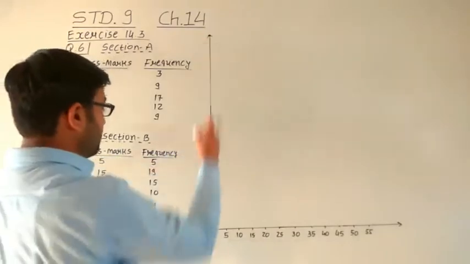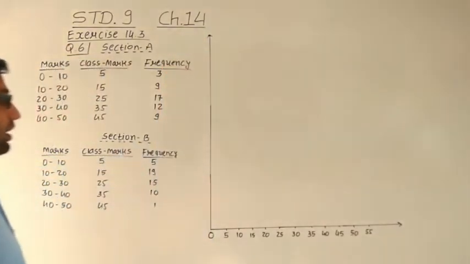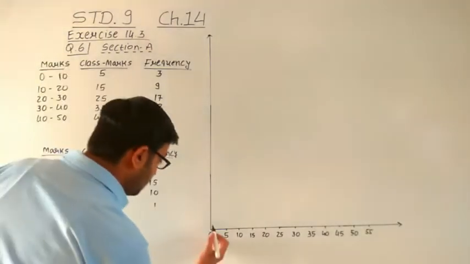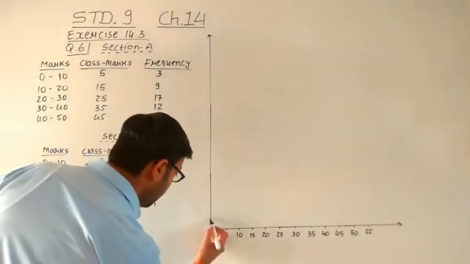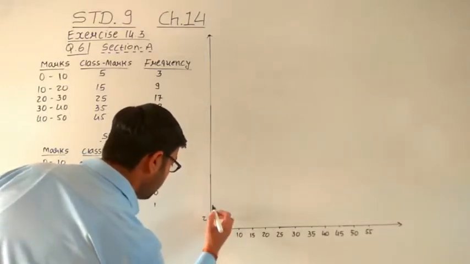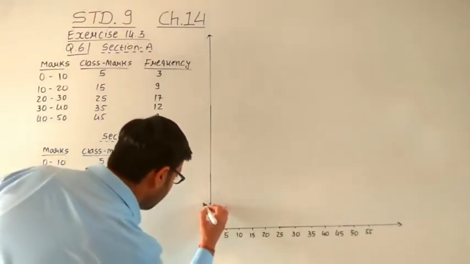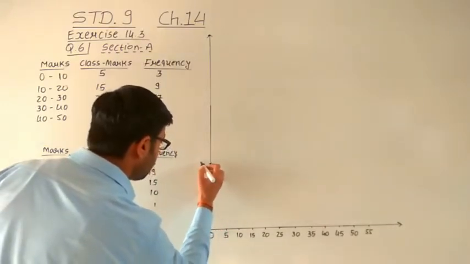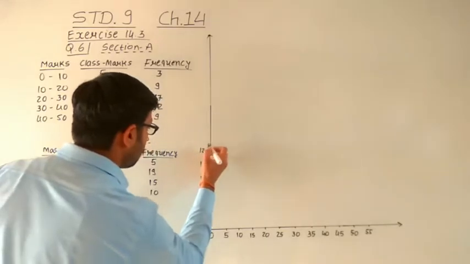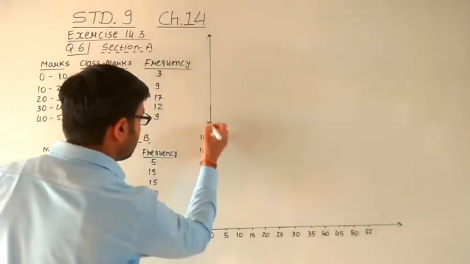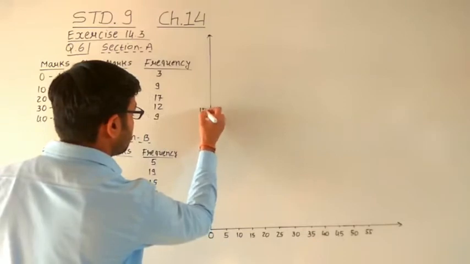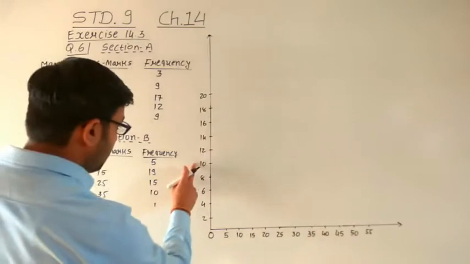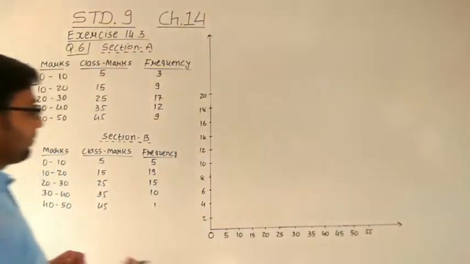In the same way, we have to represent the frequency on this vertical axis, the y-axis. Here the maximum value is 20, so we can take the scale of 2, right? So here we can represent the numbers 2, 4, 6, 8, 10, 12, 14, 16, 18 and 20.